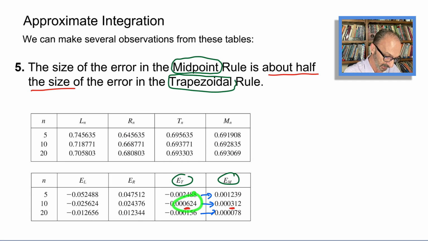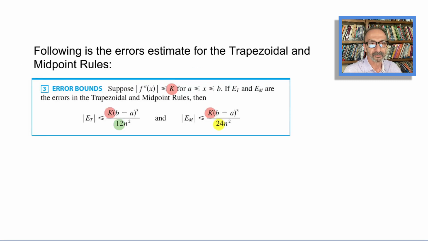6, as you can see right here, is about 3. It's kind of hard to read the whole thing. We're just focused on some numbers like 6 and 3. If you notice, I'm underlining them. Now, following are the error estimates for the trapezoidal and the midpoint rule.